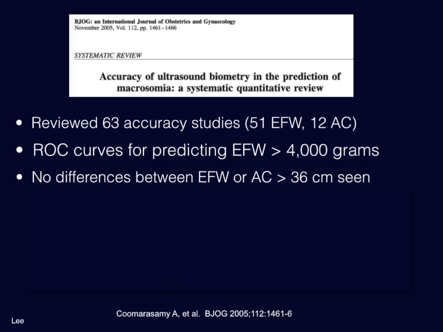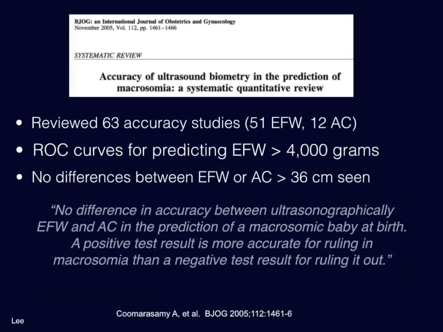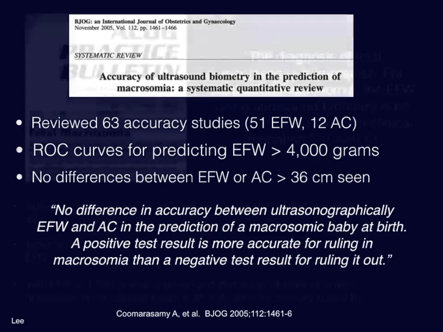They found no difference in accuracy between sonographic EFW and AC in the prediction of a macrosomic baby with birth weights greater than 4,000 grams. Given the lack of precision, they could not recommend one method for measuring EFW or AC over another. However, a positive test was more accurate for ruling in macrosomia than a negative test result for ruling it out.